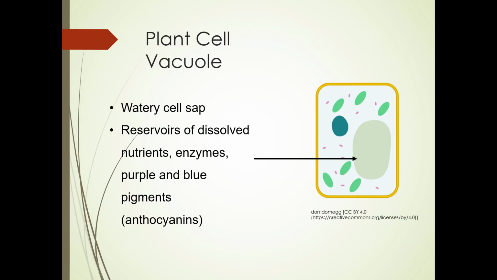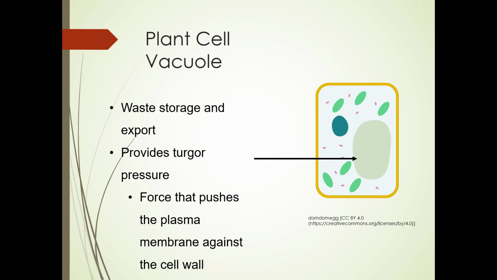Okay, vacuoles are things that are only found in plant cells, and it contains a watery sap. This is also where you're going to find things like dissolved nutrients, enzymes, and some of the pigments such as anthocyanins, and we'll talk about those a little bit later in the quarter. It's where you're going to have waste storage and export. It provides turgor pressure, and that's what forces the plasma membrane against the cell wall and makes especially herbaceous plants stand up tall.